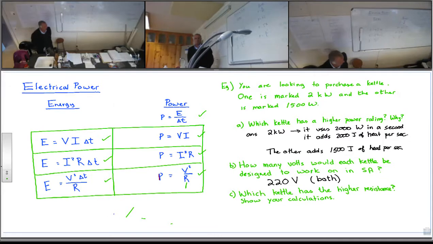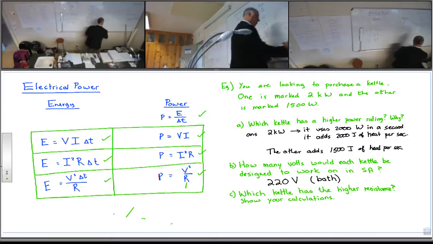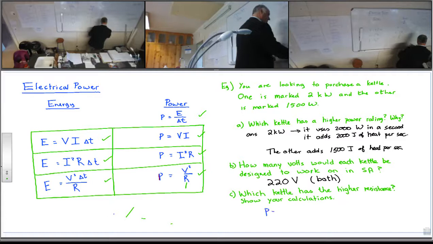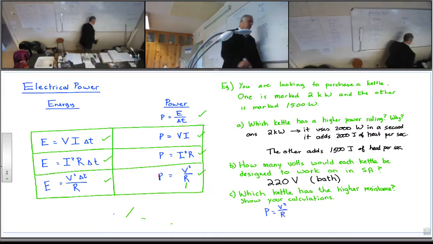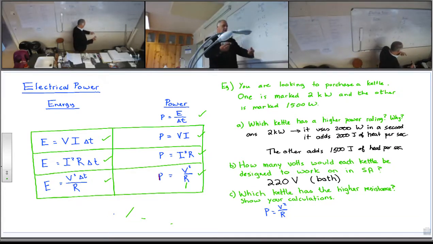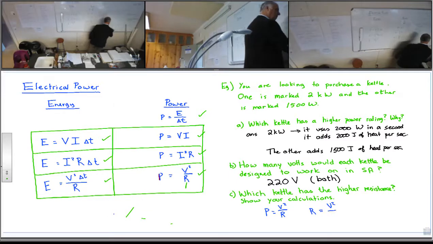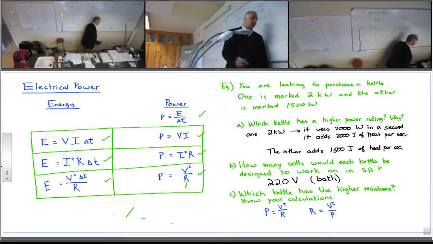Okay, how are we going to do that calculation? What's your formula? P equals V squared over R. Right. So let's swap that formula around. R equals V squared over P. Do you agree?